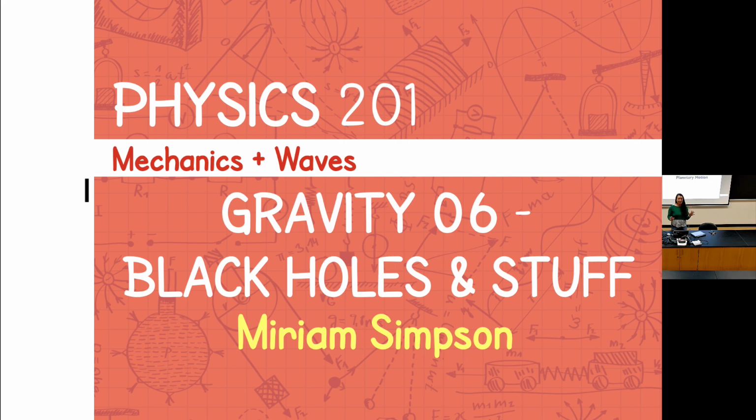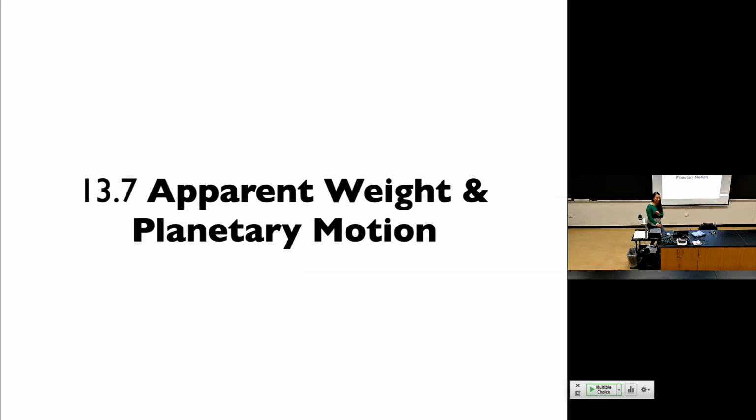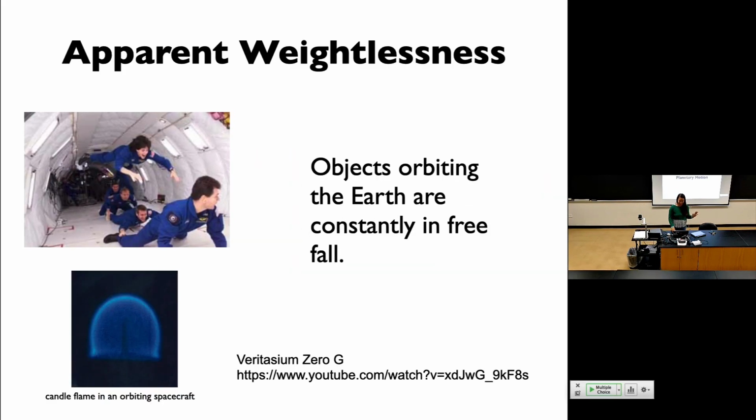So let's talk a little bit about apparent weight and planetary motion, and more accurately, apparent weightlessness, okay? So remember, objects orbiting Earth, what force do they feel? Which way does it point? Down. Down towards the center of the Earth, okay? So that is a centripetal force. So what are you doing? You're falling, but you're missing, okay? Since you're going sideways, you keep falling, but then because your orbit is tangential to the Earth, you keep missing hitting the Earth, okay?